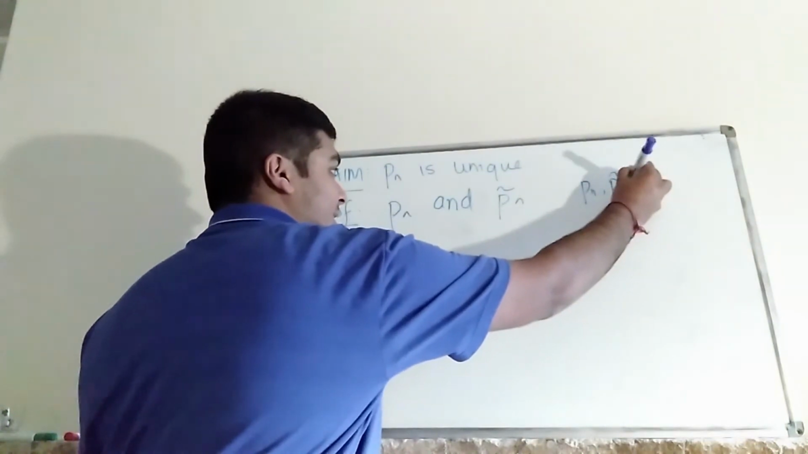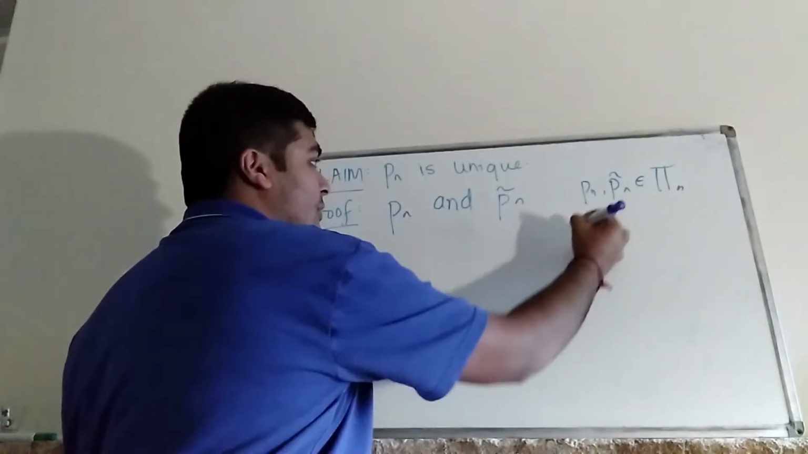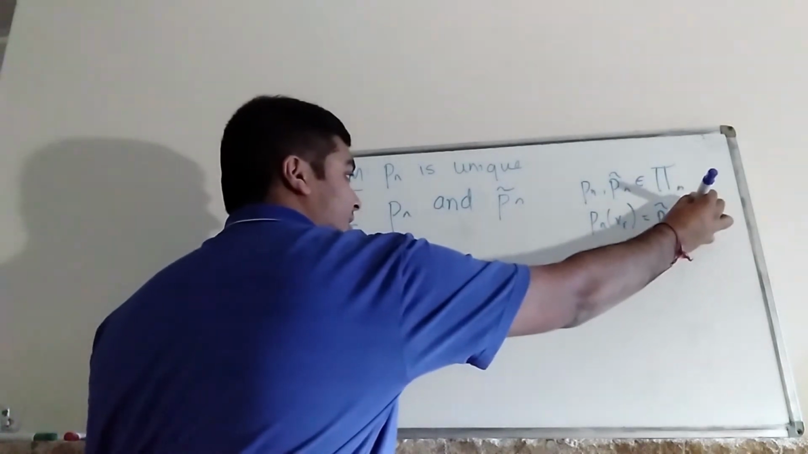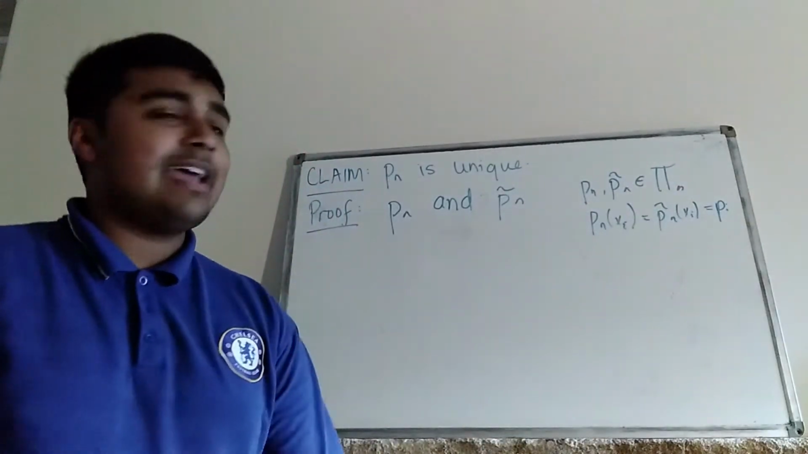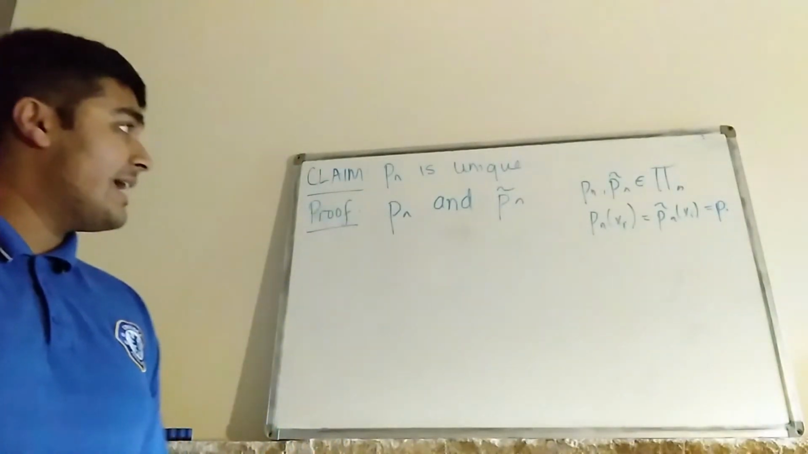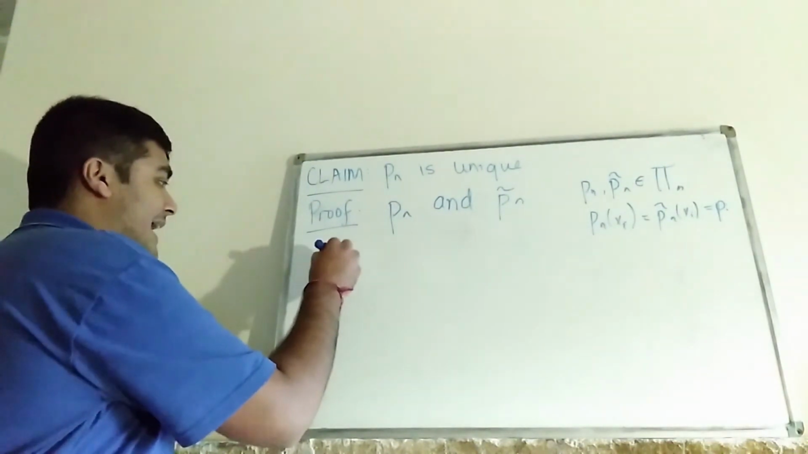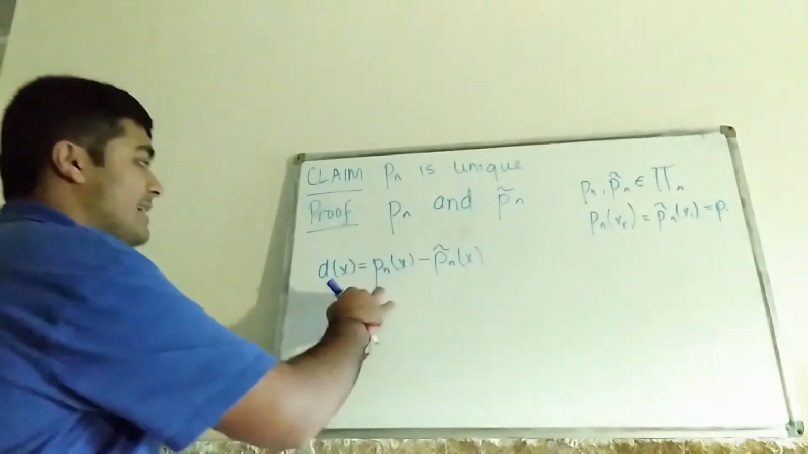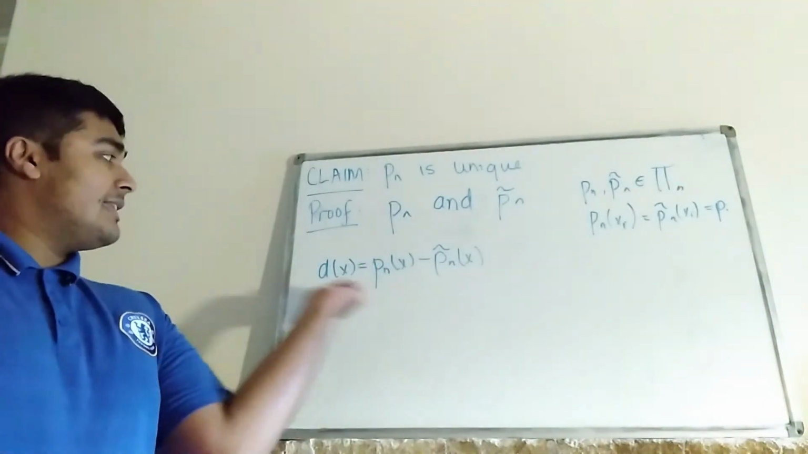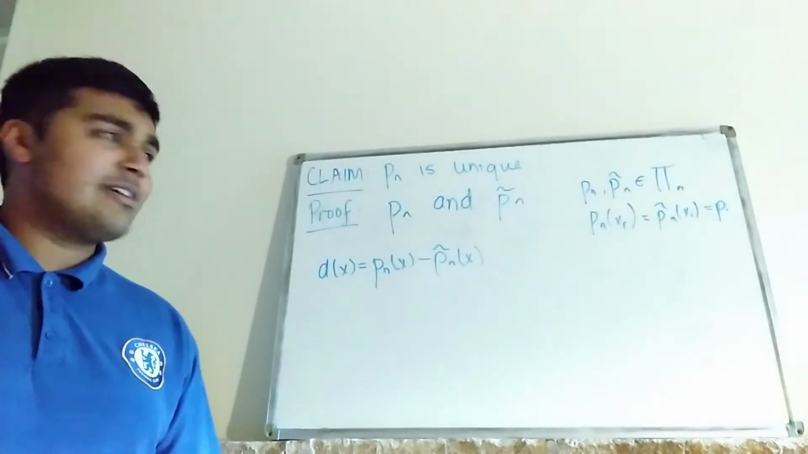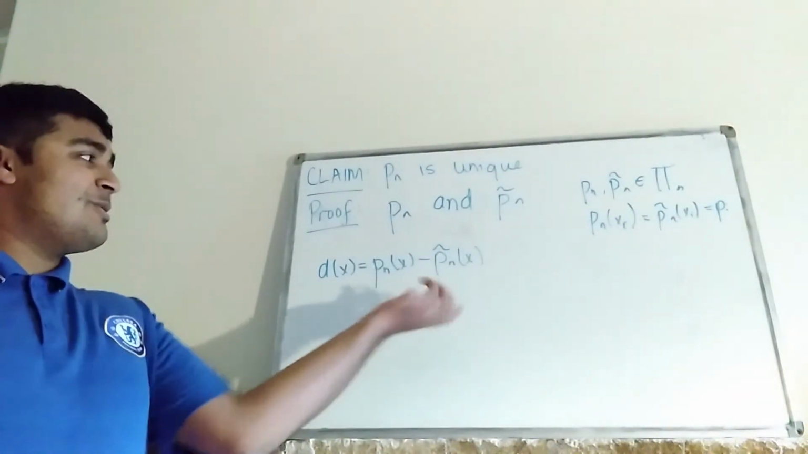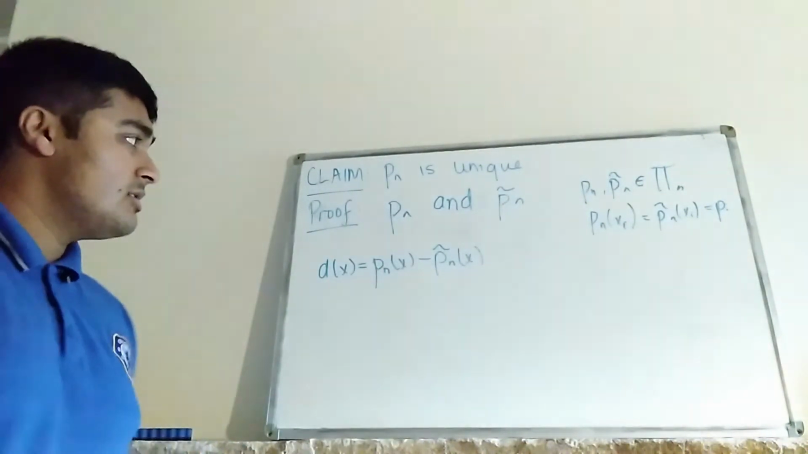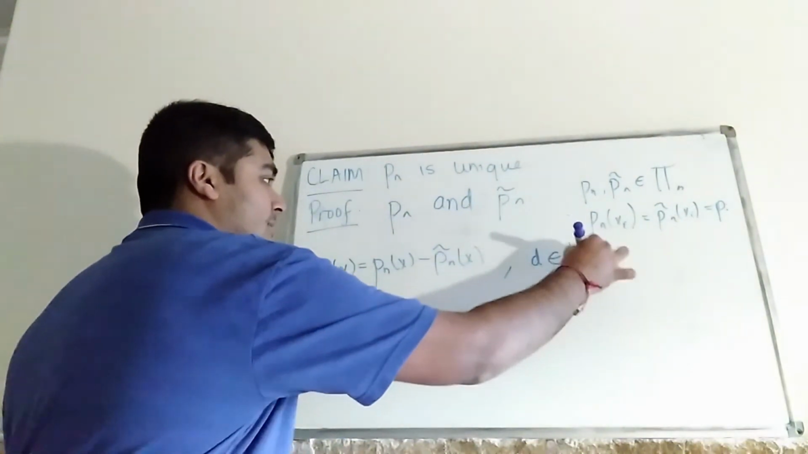P_n, comma, P tilde n are polynomials of degree at most n, and also P_n of x_i is equal to P tilde n of x_i, which is equal to p_i. And that's for each of the n plus 1 data points x_i. Okay, well now let's consider the polynomial d of x, which is going to be equal to P_n of x minus P tilde n of x. Okay, so the d stands for difference. Now notice this is also going to be a polynomial of degree at most n, because this is a polynomial of degree at most n, as is this one. So when we're looking at the difference, it's still going to be a polynomial of degree at most n. So we know that d is also a member of Pi_n.